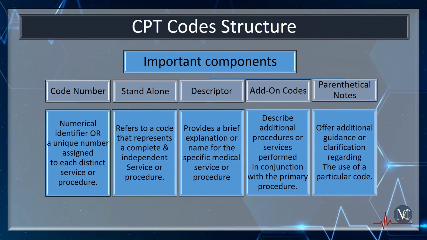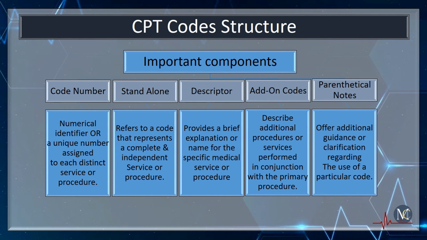Next component of a CPT code is a descriptor. The descriptor provides details such as nature of the service, body system involved, approach, any related services. The descriptors are crucial for accurately identifying and documenting the services, facilitating proper coding and billing in healthcare settings.